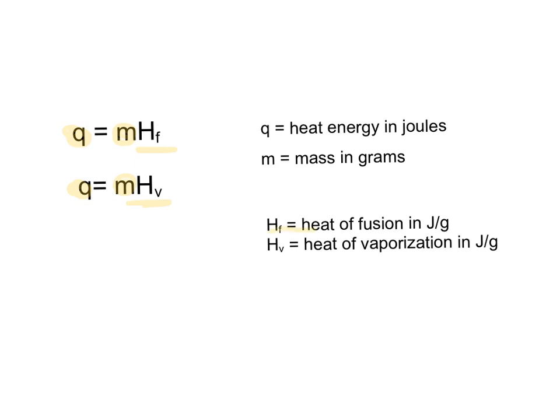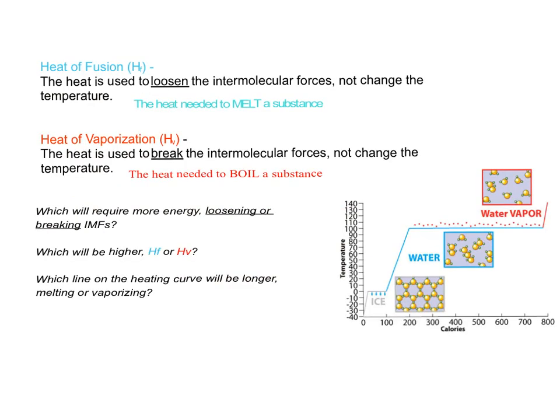HF stands for the heat of fusion. It's how many joules per gram it is to either melt or freeze something, depending on whether you're adding or removing heat. And the second one, HV, has to do with the heat of vaporization. It's the same unit, joules per gram, but it has to do with how much energy it takes to vaporize or condense a gram of that substance, again, whether we're adding or removing heat. So let's talk about these constants a little bit more.